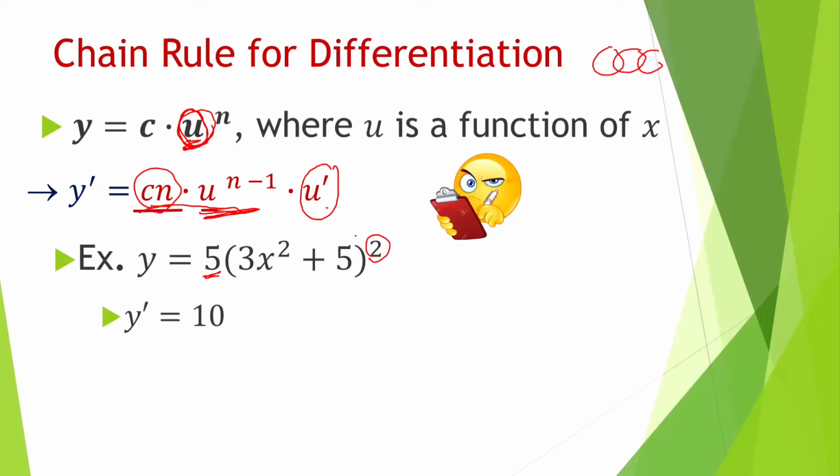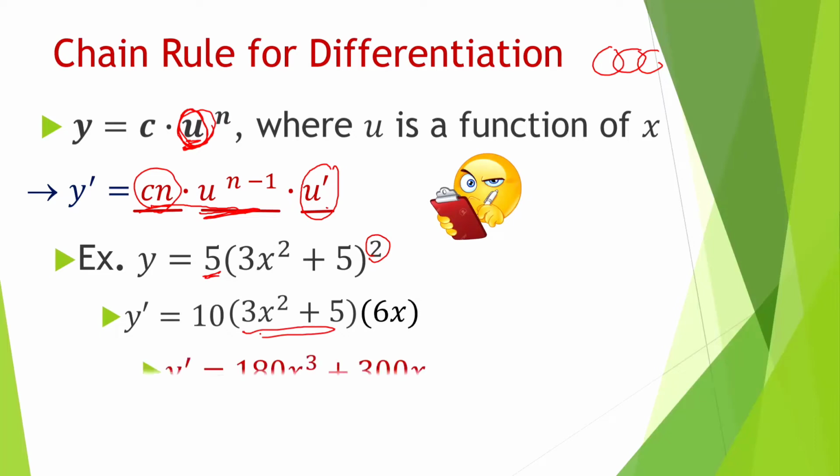Then the next factor will be the copying part raised to the n minus 1. So that will be 3x squared plus 5 raised to the 1. And then our u prime will come from the derivative of this base. The derivative of our base will just be 6x plus 0, or 6x. Simplifying further, that will be 180x cubed plus 300x.